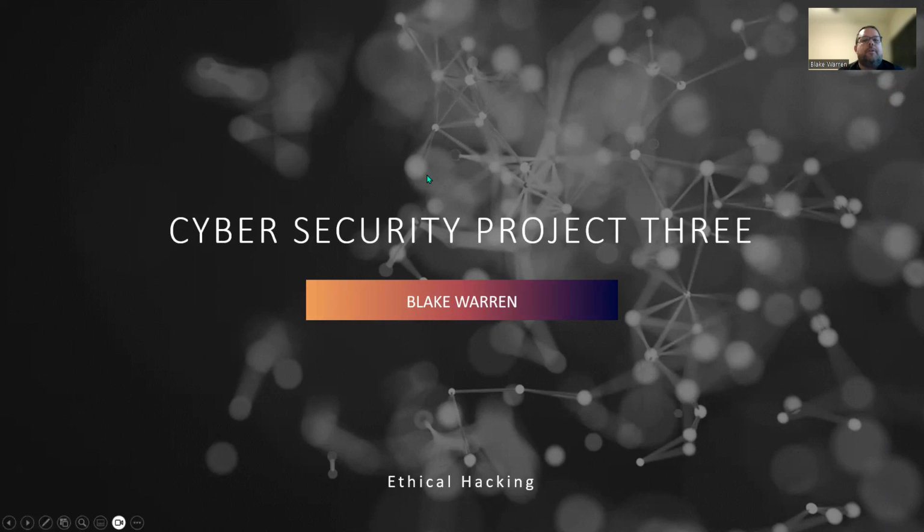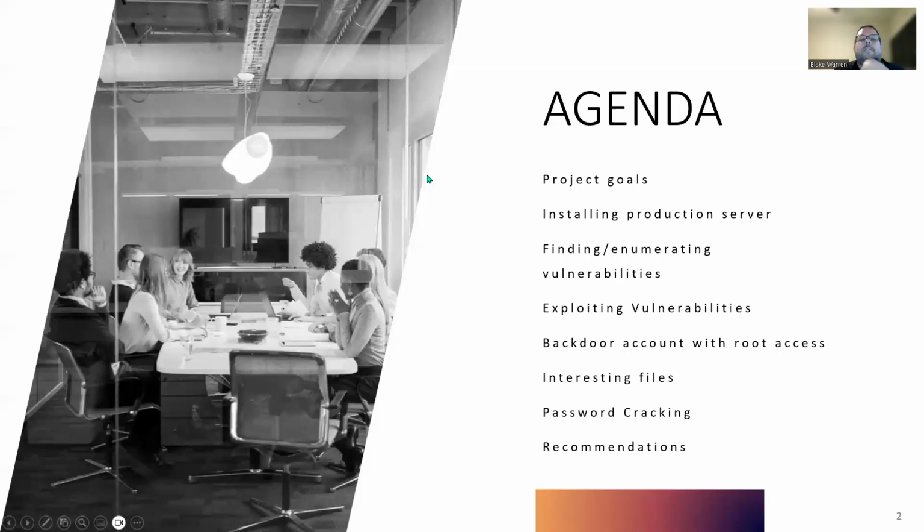The first thing I want to show you is what I want to talk about today. I'm going to show you the production server and that it's actually running on your network, show you some of the vulnerabilities that I found. It's running a program called Nmap, and how I established a backdoor account with root access, some of the interesting files I found on your servers.